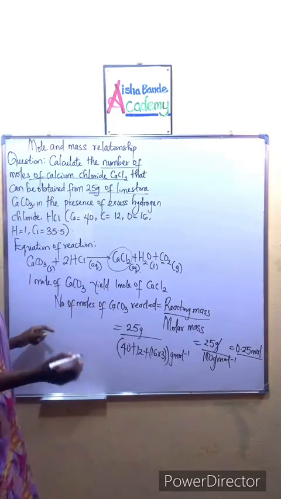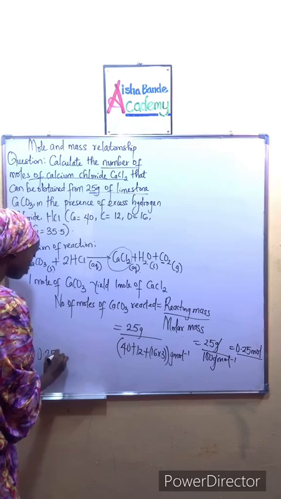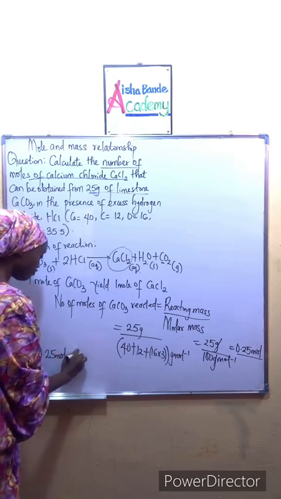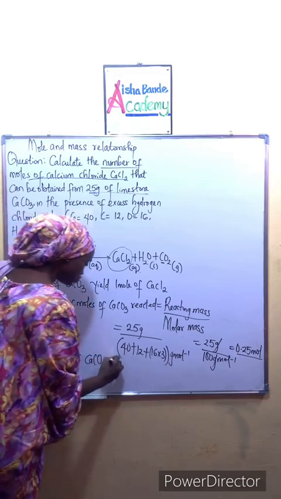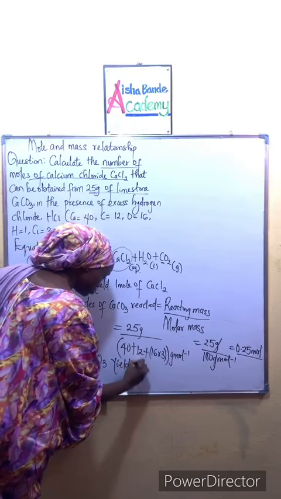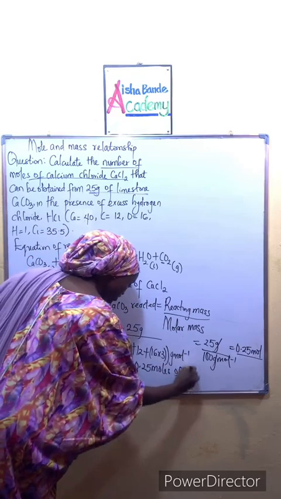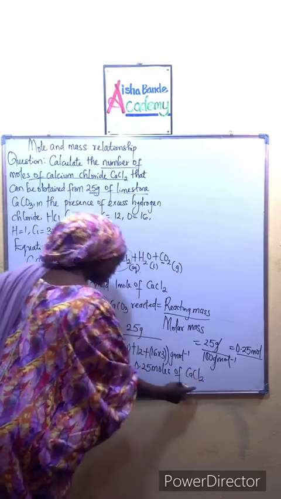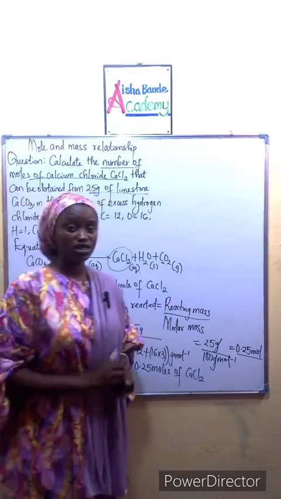So writing out the final answer now, we say 0.25 moles of CaCO3, that is limestone, yields 0.25 moles of CaCl2. So this is our final answer. So you have to write this in form of a statement.